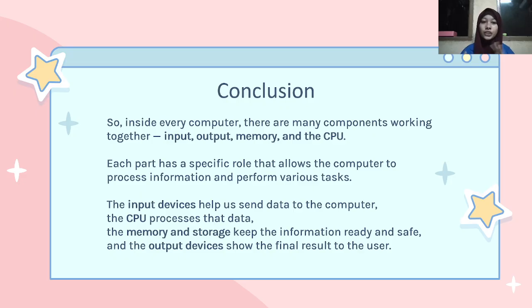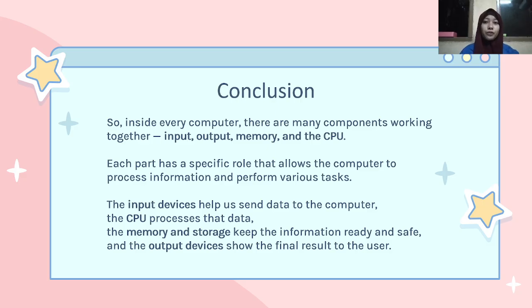In conclusion, inside the computer, there are many components working together: input, output, memory, and the CPU. Each part has a specific role that allows the computer to process information and perform various tasks. The input device helps us enter or send data to the computer. The CPU processes the data. The memory and storage keep the information ready and safe. And last, the output device shows the final result to the user.